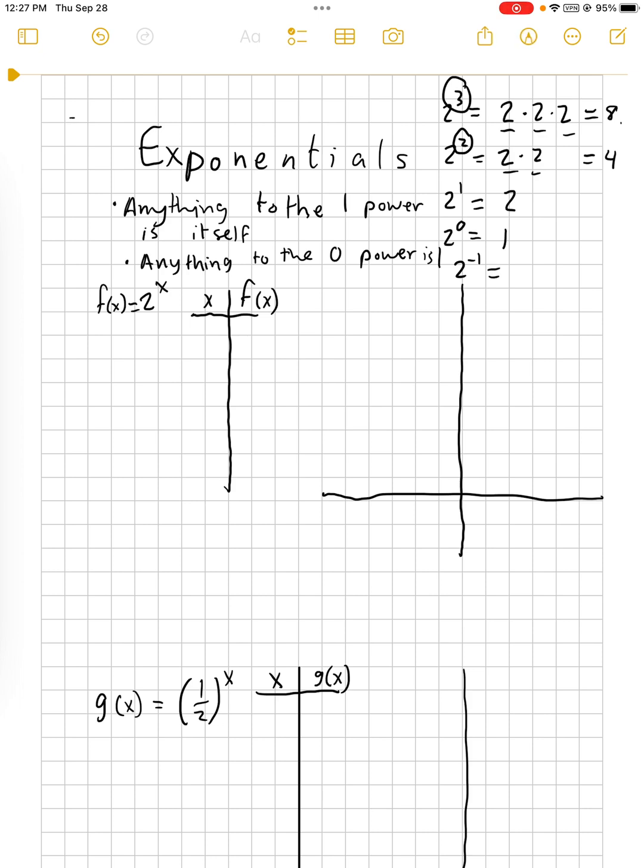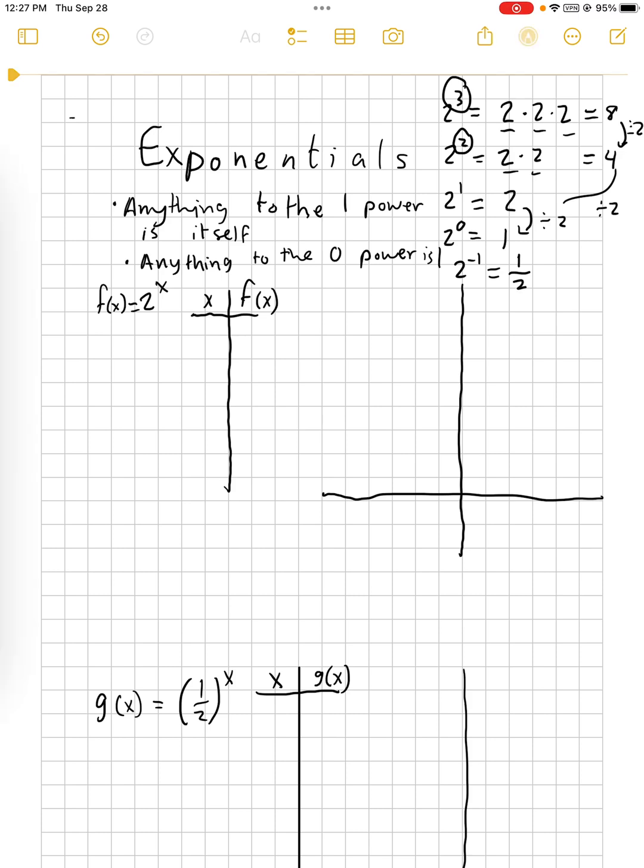If we keep the pattern going, where we divide by 2, divide by 2, divide by 2, it follows to reason that to find 2 to the negative 1, we would also continue to divide by 2, meaning we are going to take 1, divide it by 2.